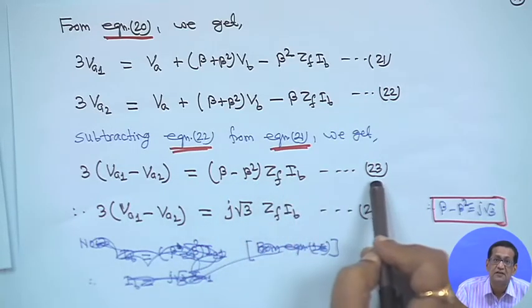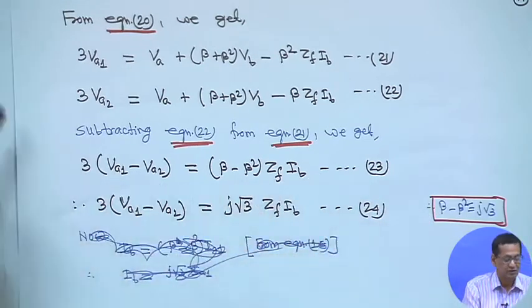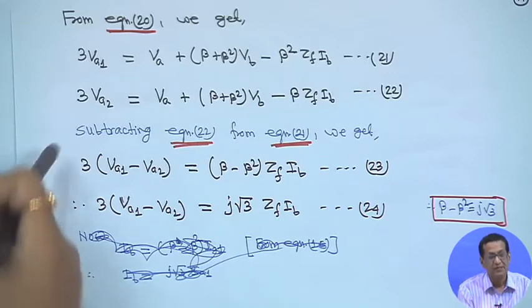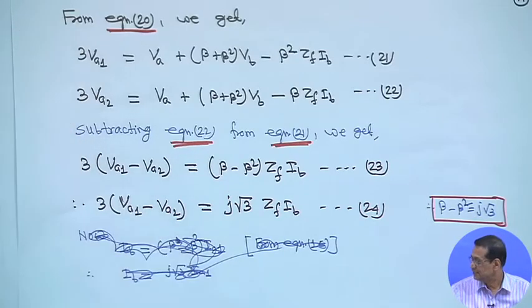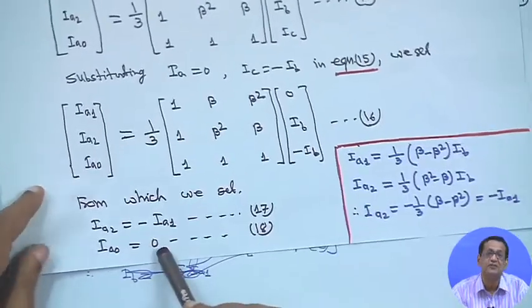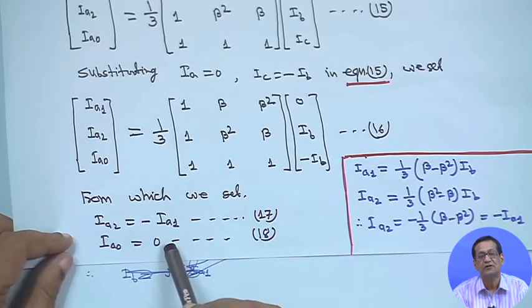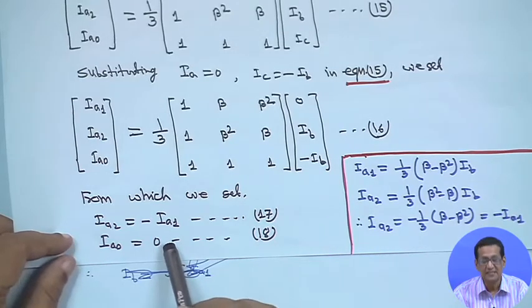Look, we are not doing anything on VA0. The reason is very simple: initially we have seen that zero sequence current IA0 is equal to 0. That means, in the equivalent circuit, the zero sequence network will not appear for a line to line fault, because IA0 is equal to 0.